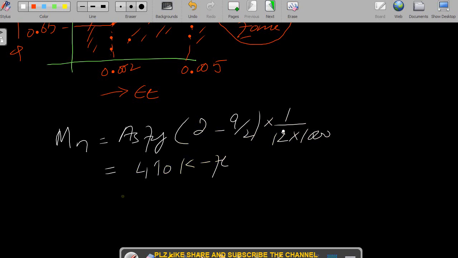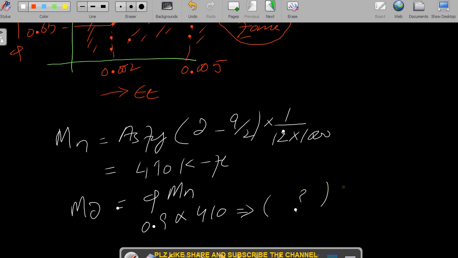This one will be the desired value, and if you are interested in finding the design capacity, then you need to multiply that value, Mn, by phi. So you multiply 0.9 with 410, and you will get your required value in kip-feet.